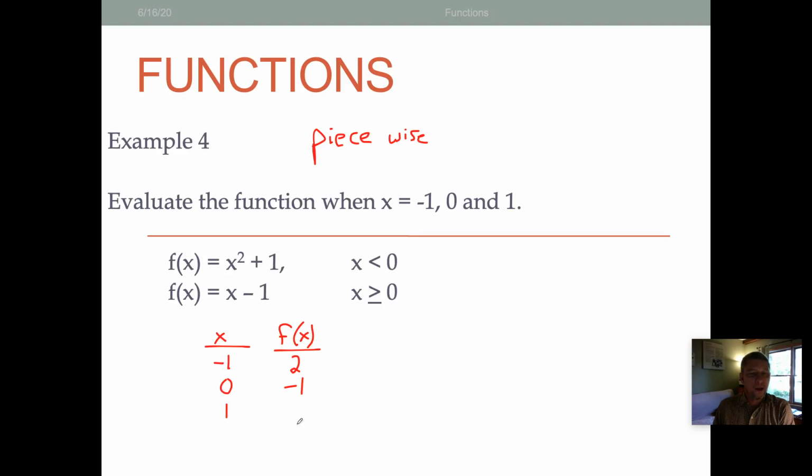And finally, if x is equal to 1, again, we're going to use this one. And so 1 minus 1 is 0. So if x is equal to 1, f of x equals 0. And that, my friends, is example number 4.